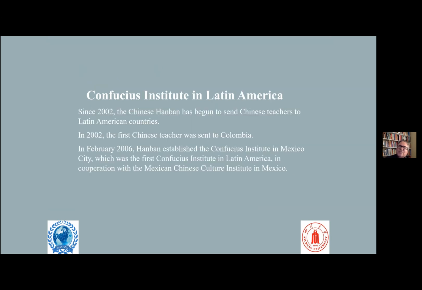So these are the Confucius Institutes. There's a lot to say about them. They represent one part of the Chinese communication network in Latin America.